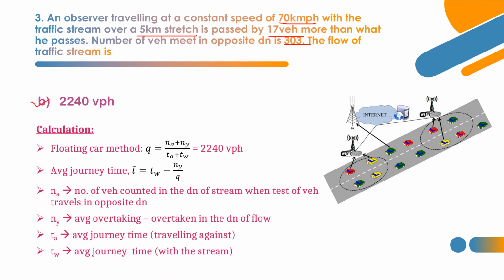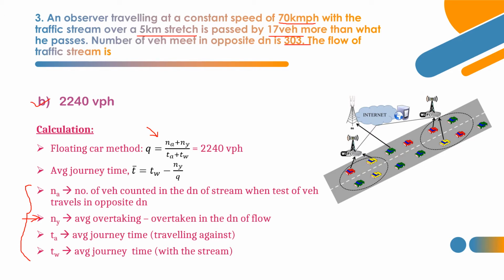So the floating car method goes like this: Q is equal to (Na plus Ny) divided by (ta plus tw). Here a represents against. Y means the difference between average overtaking minus average overtaken in the direction of flow. And suffix w represents along with the stream. So you can see here what is NA, TA, TW.